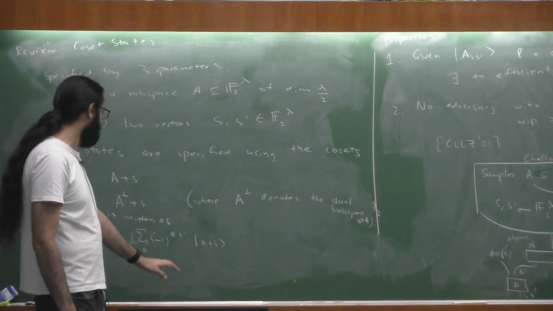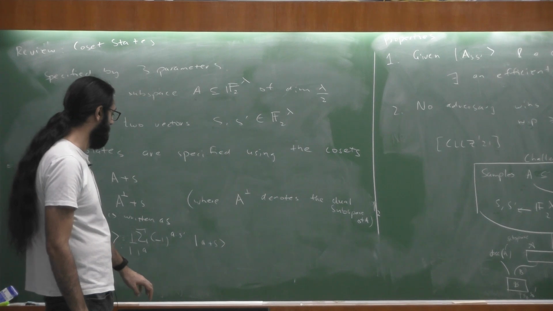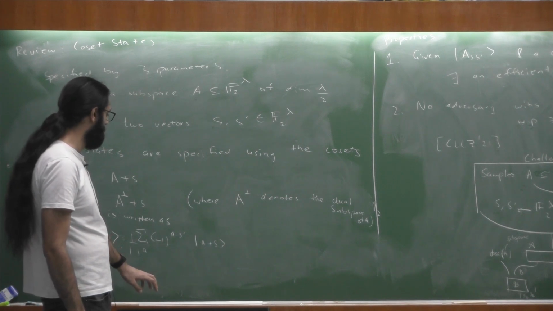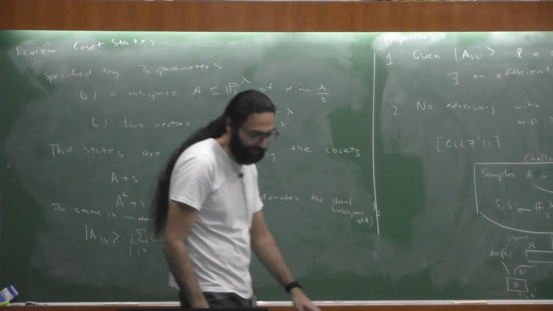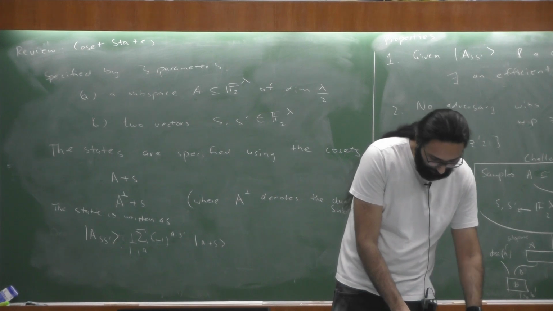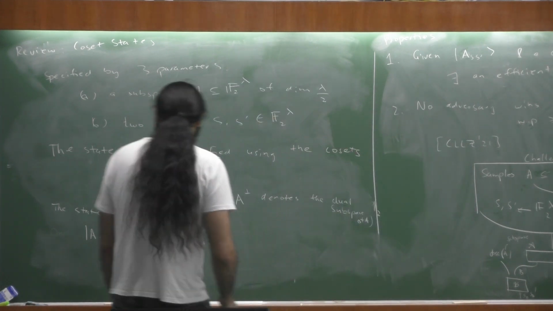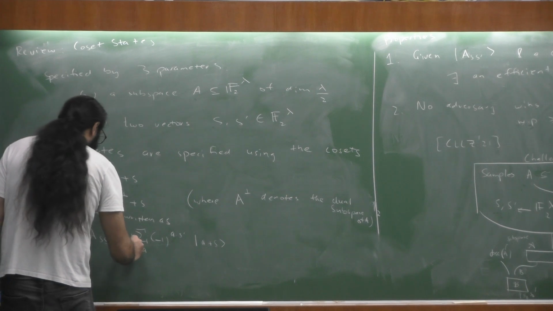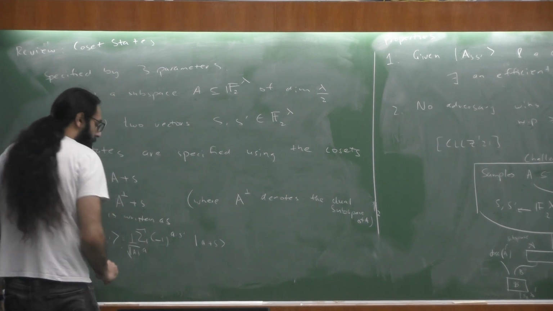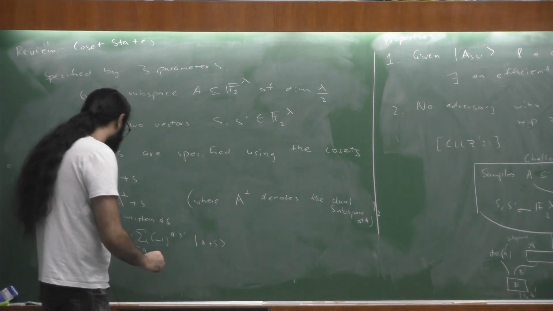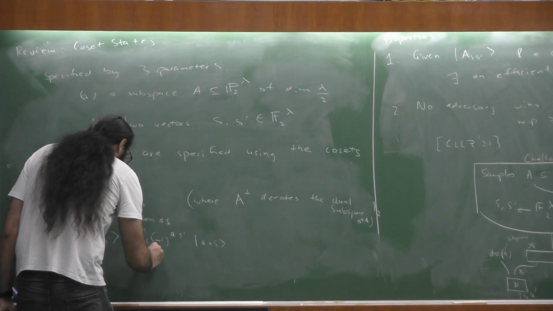So that's the definition of the square root size away. Somebody was asking something. Oh yeah, so the sum is over all A in the first subspace.